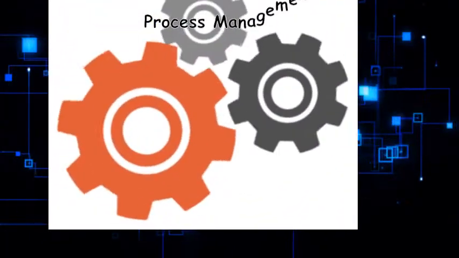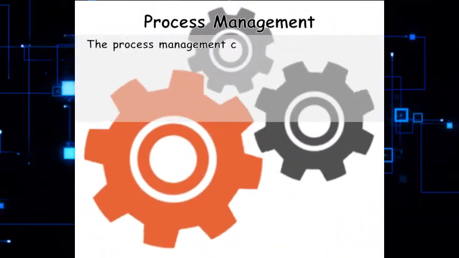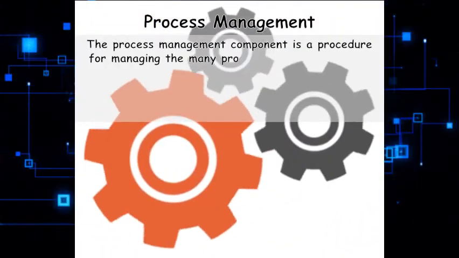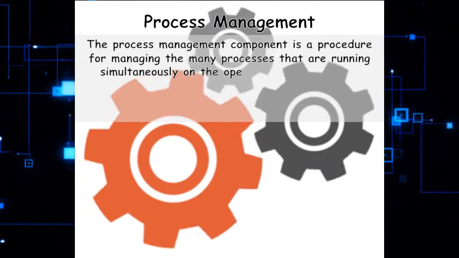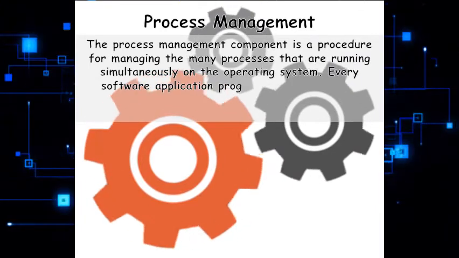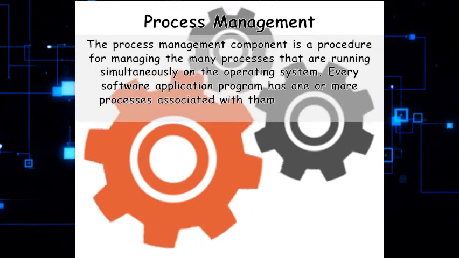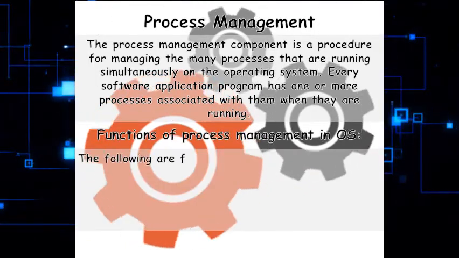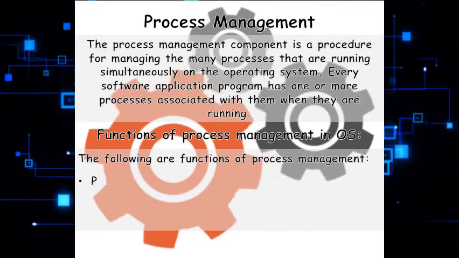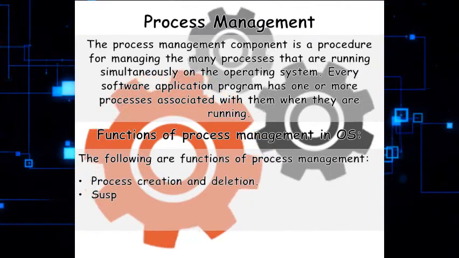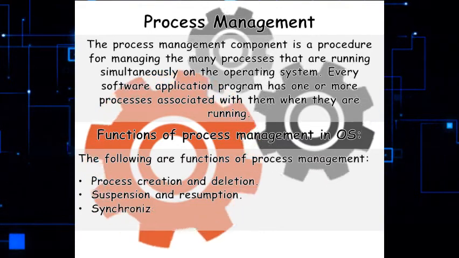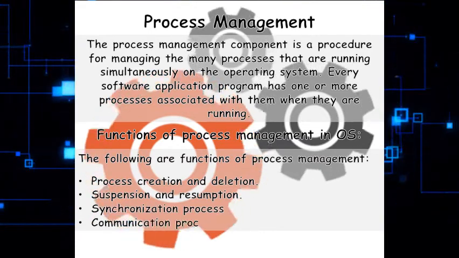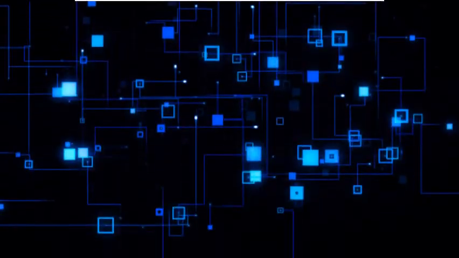Process management. The process management component is a procedure for managing the many processes that are running simultaneously on the operating system. Every software application program has one or more processes associated with it when it is running. Functions of process management in OS. The following are functions of process management: process creation and deletion, suspension and resumption, process synchronization, and process communication.